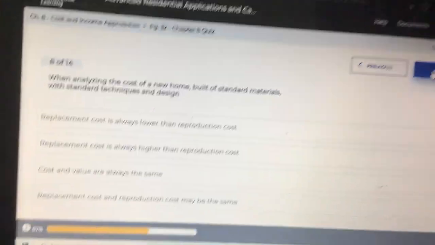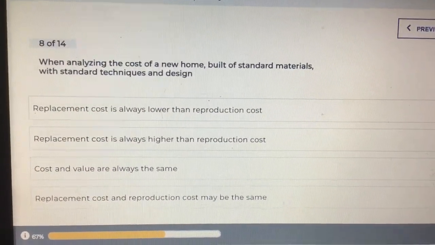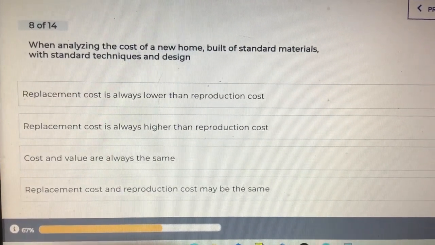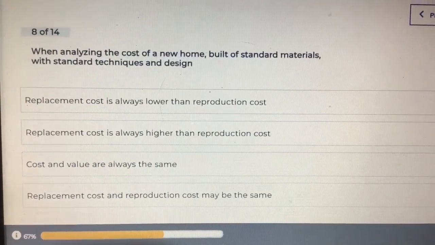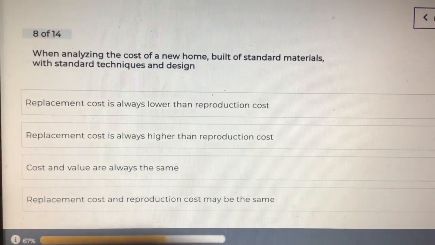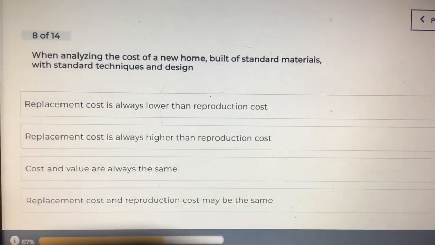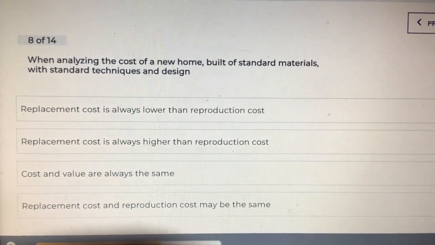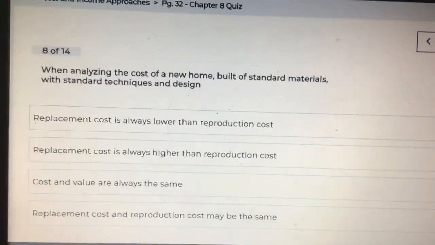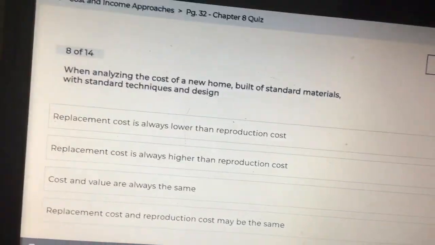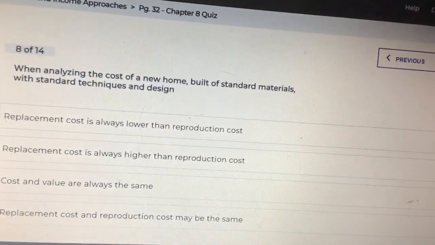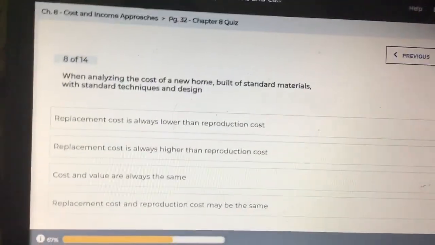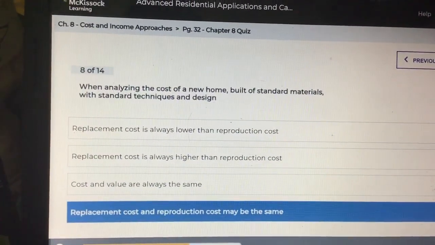Number 8. When analyzing the cost of a new home built of standard materials with standard techniques and design, A, replacement cost is always lower than reproduction cost. B, replacement cost is always higher than reproduction cost. C, cost and value are always the same. Or D, replacement cost and reproduction cost may be the same. I'm going to go D. Sometimes they're the same thing, like the same number.